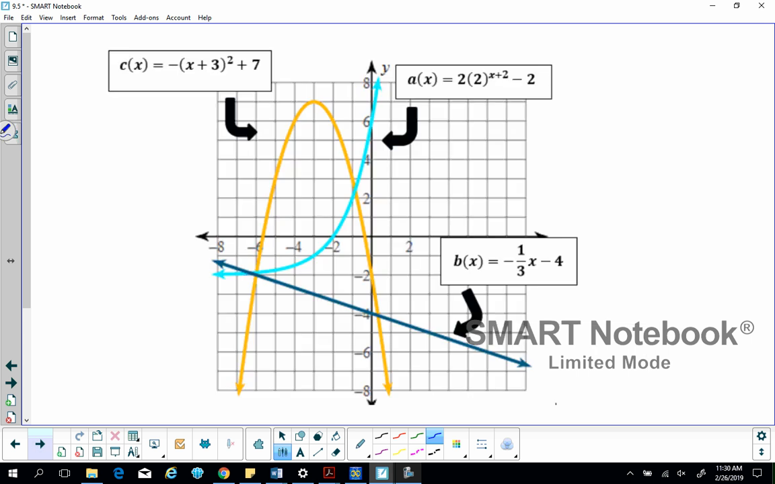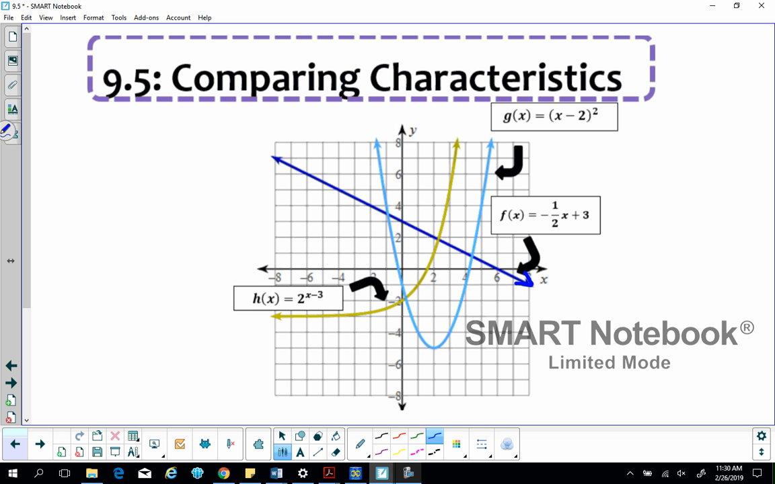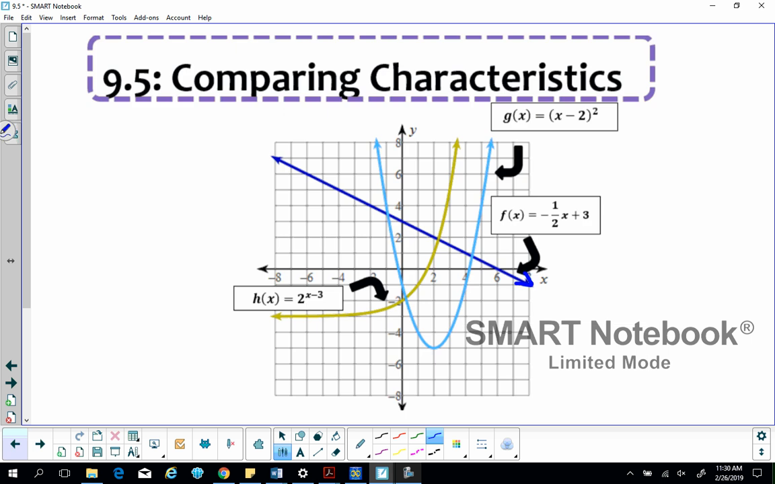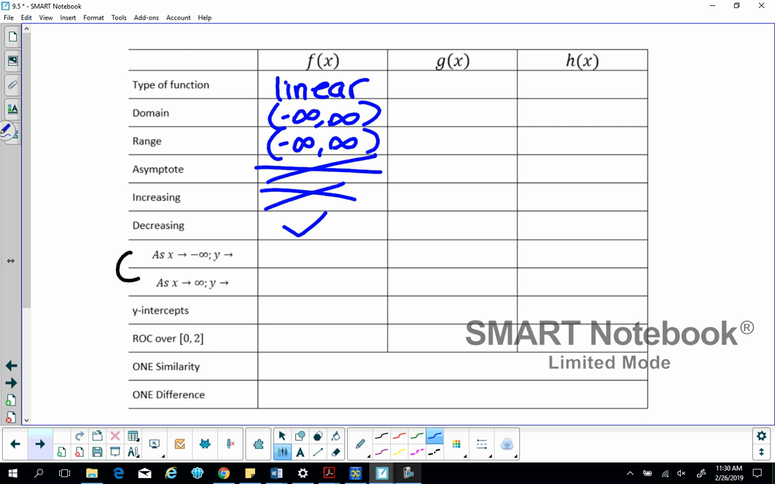Is this function increasing or decreasing? Decreasing, right? So it is not increasing, it's decreasing. You can skip end behavior for right now. What's the y-intercept of that one? 3.